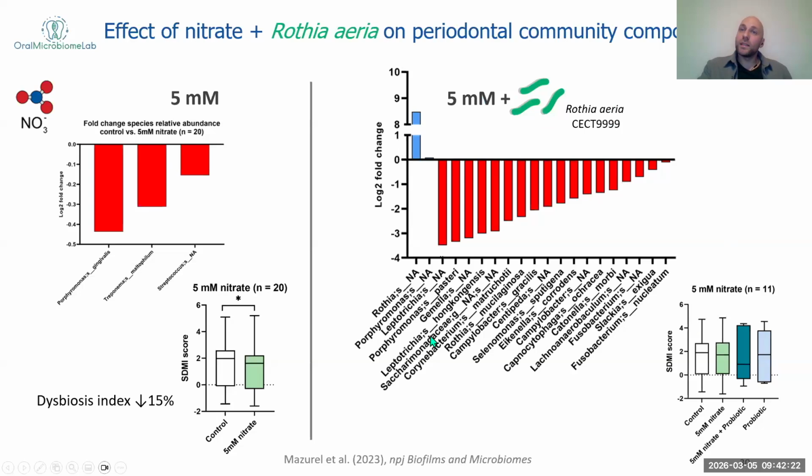And by decreasing different health-associated species apart from periodontitis-associated species, we did not see a significant decrease in the dysbiosis index when combining low nitrate with Rothia aeria. But because Rothia aeria is so strongly associated with the absence of inflammation, we still want to test the result in a clinical study.